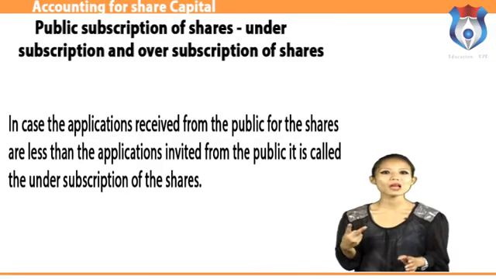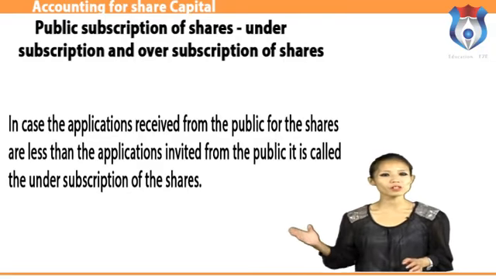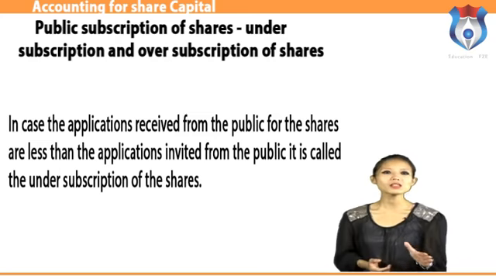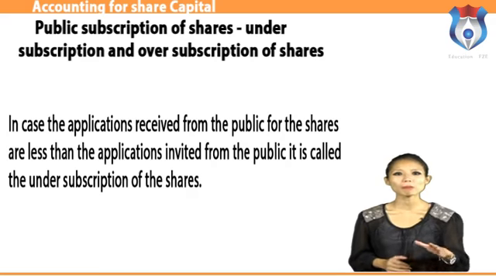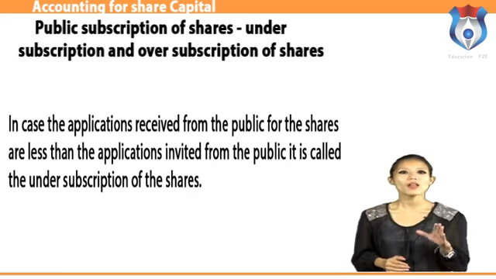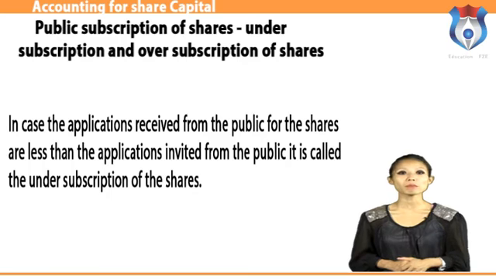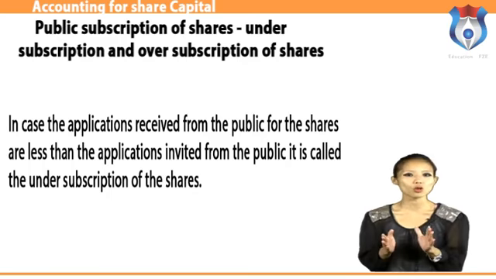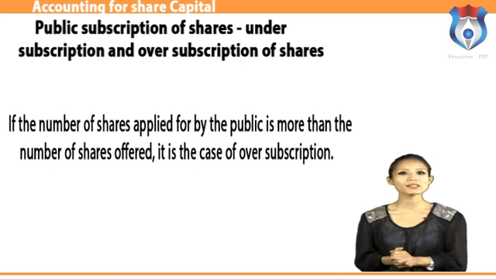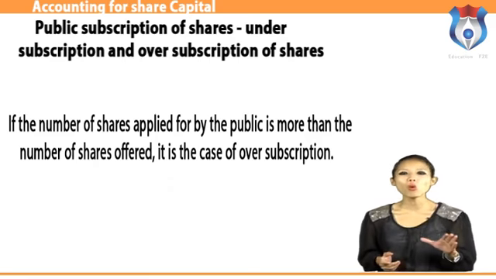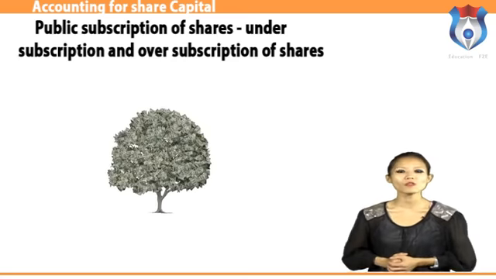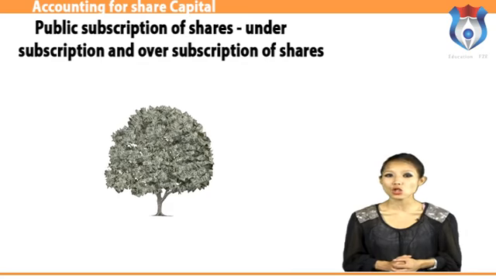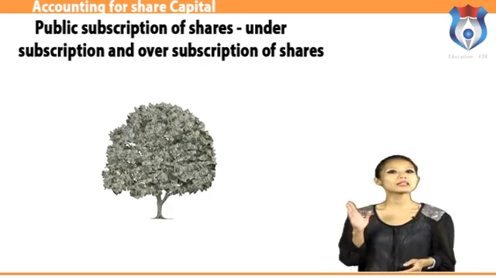There are generally 2 types of subscription, that is oversubscription of shares and undersubscription of shares. In case the applications received from the public for the shares are less than the applications invited from the public, it is called the undersubscription of the shares. If the number of shares applied for by the public is more than the number of shares offered, it is the case of oversubscription. When the shares are oversubscribed, the company cannot accommodate all the applicants.